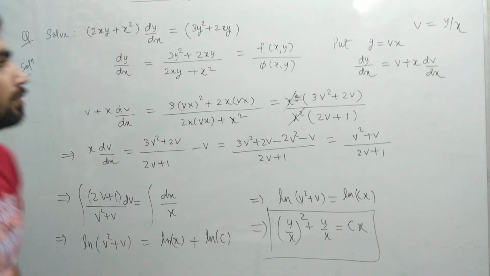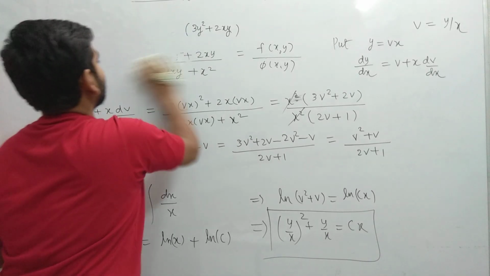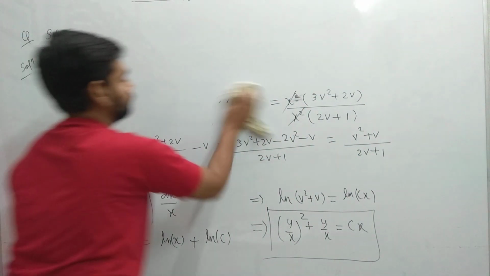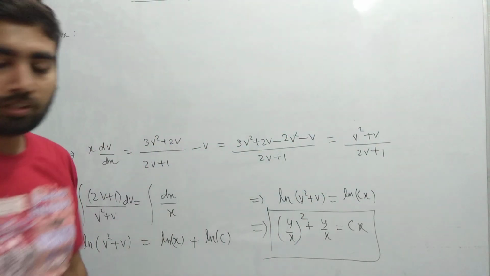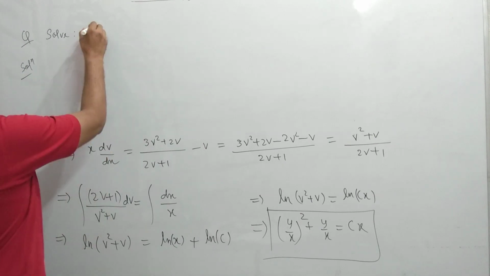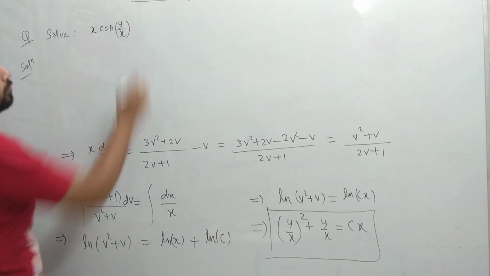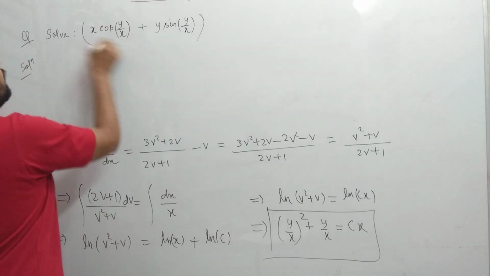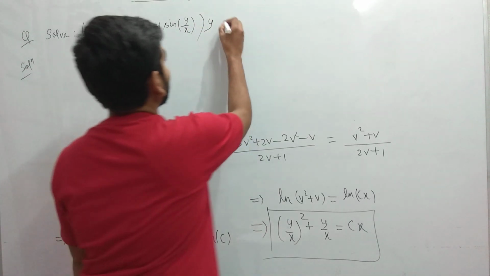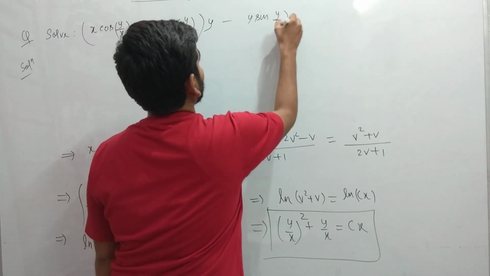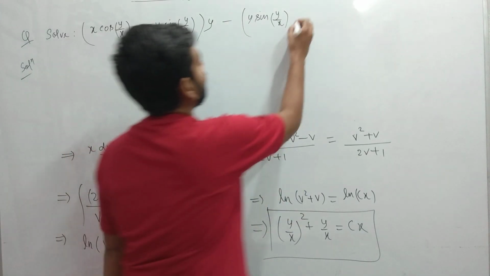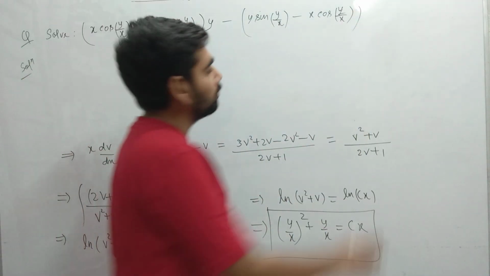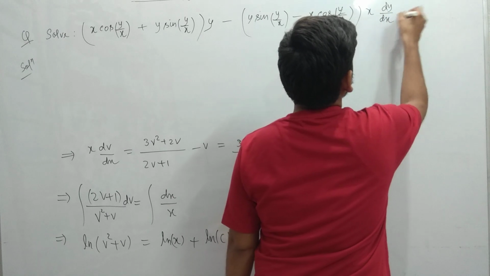Moving on to the next example, solve the differential equation: x cos y upon x plus y sin y upon x, into y, minus y sin y upon x minus x cos y upon x, into x, dy by dx equals 0.